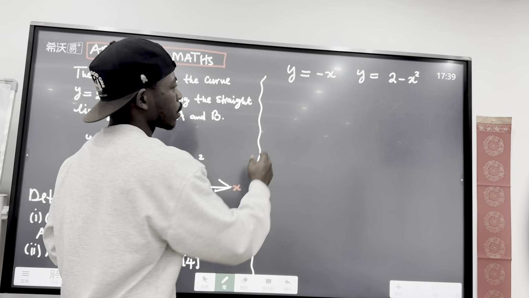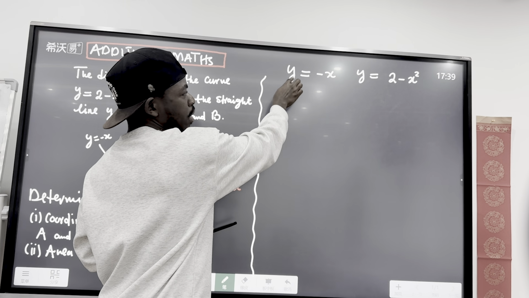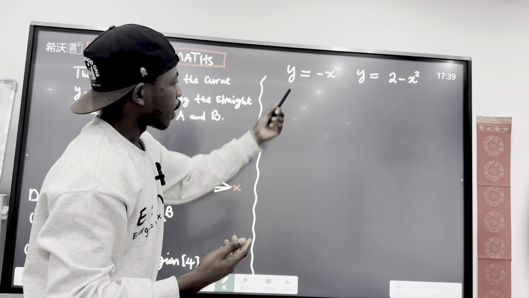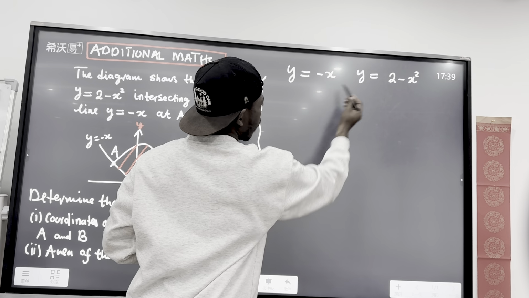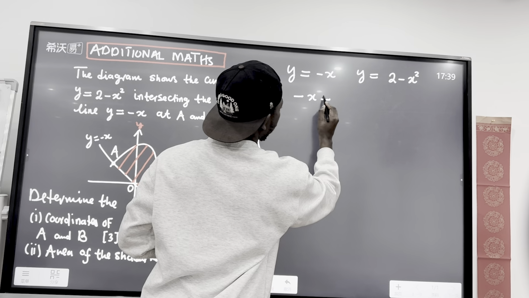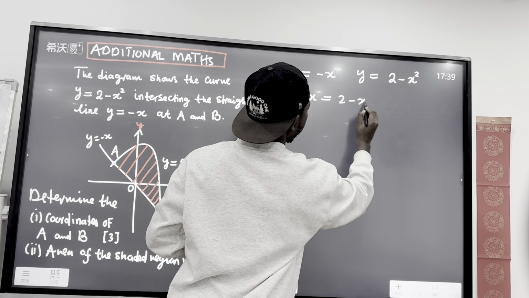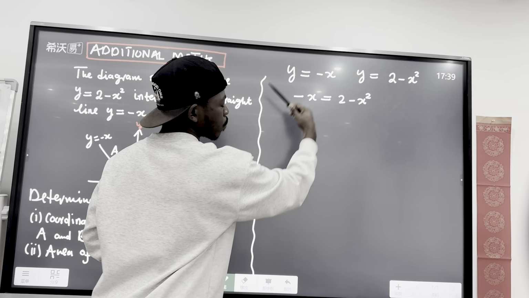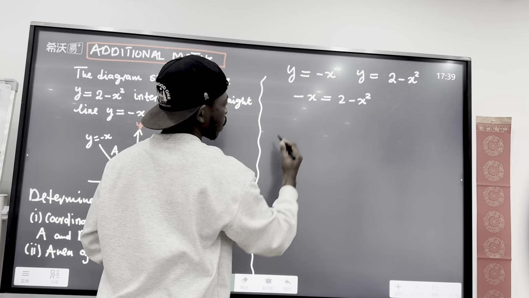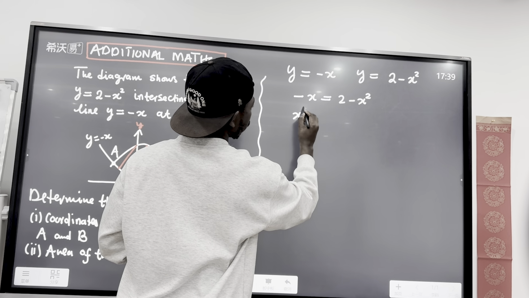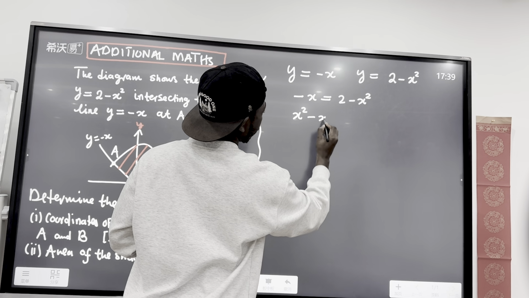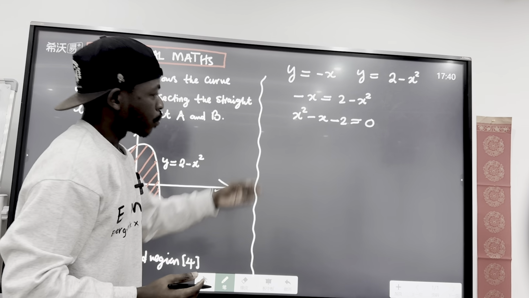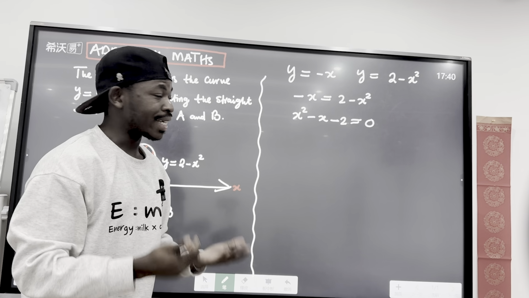You can see y is already the subject here. So where there's y here, I can substitute with negative x. So negative x equals 2 minus x squared. Let me bring these to the other side. When this one comes to the other side, it will be positive x squared. Then here we have minus x. Then this will be minus 2. Then what we have now is 0. So we can now solve this quadratic equation.